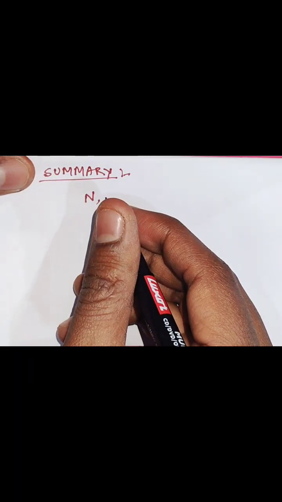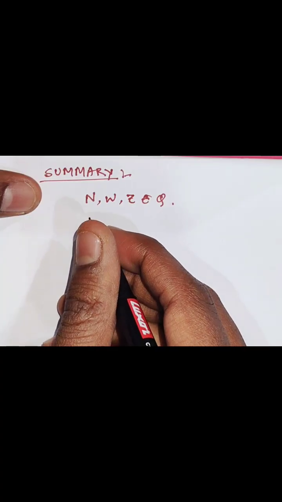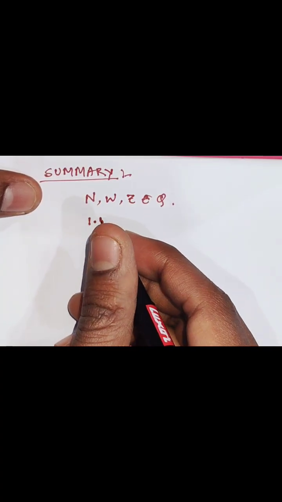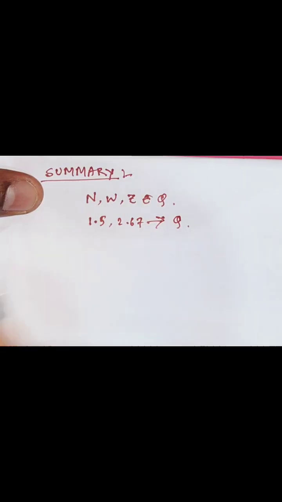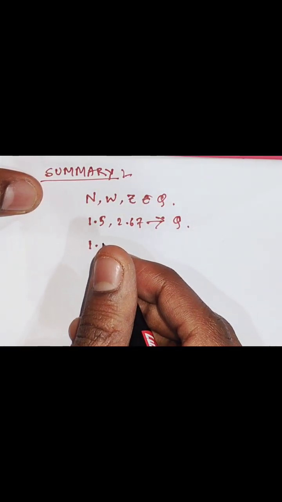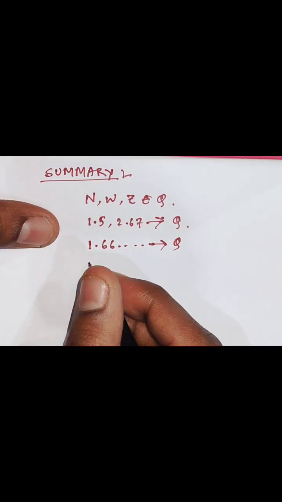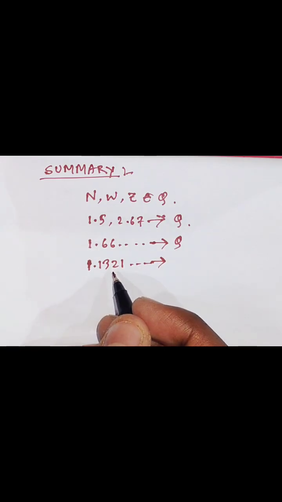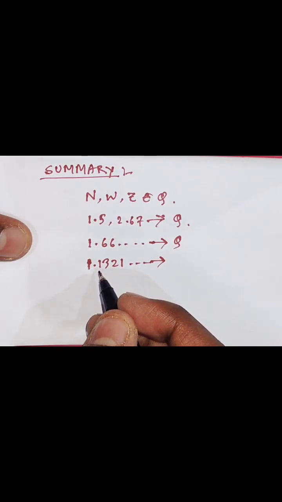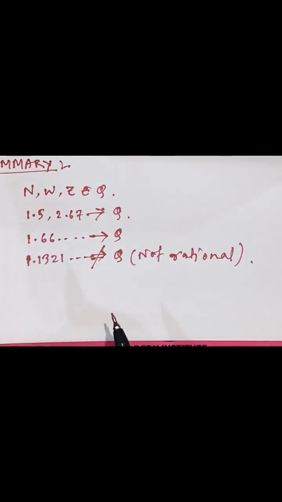Natural numbers, whole numbers and integers are always rational numbers. After that, if a decimal expansion is terminating, then it will be rational. If a decimal expansion is non-terminating but repeating, this will also be rational. But if a decimal expansion is non-terminating, non-repeating, it means its decimal never ends nor repeats, so it will be irrational. So today we have learned rational numbers as well as irrational numbers.